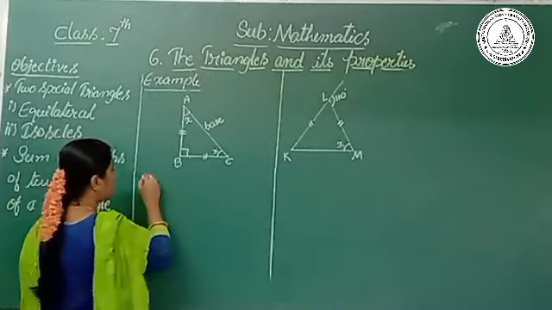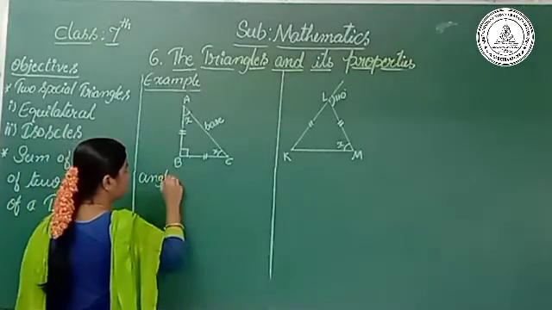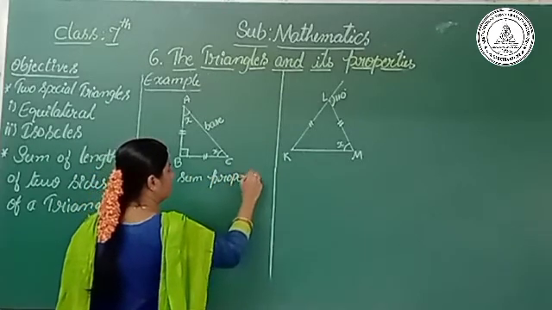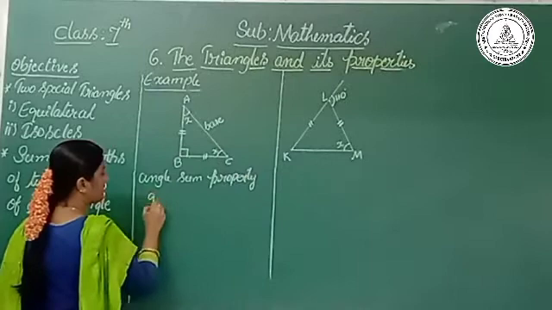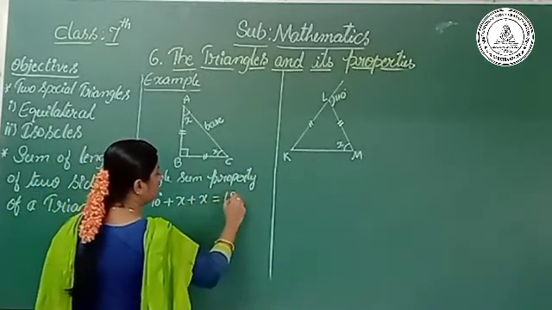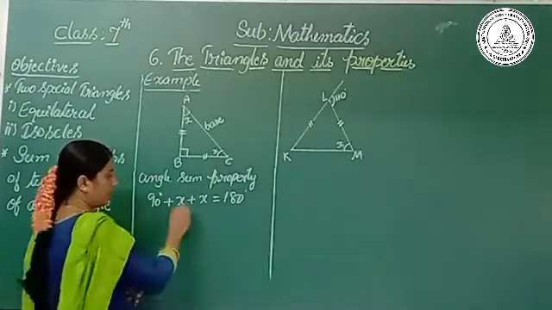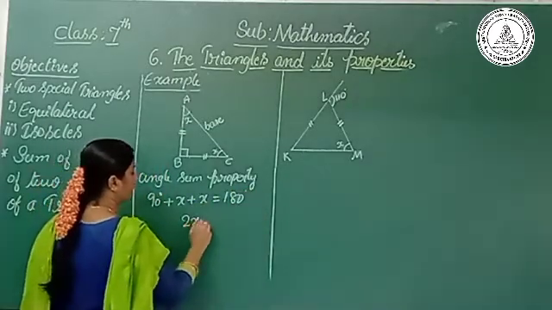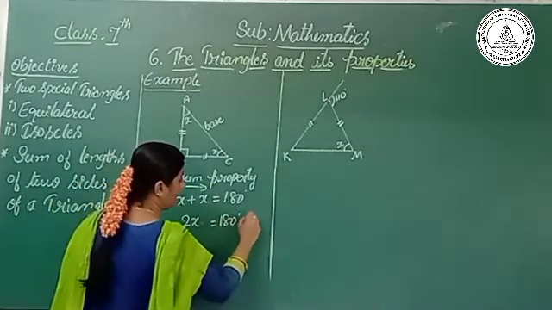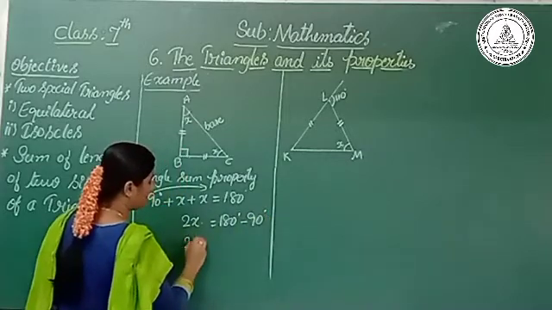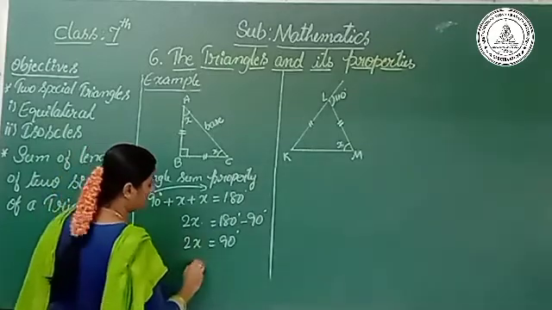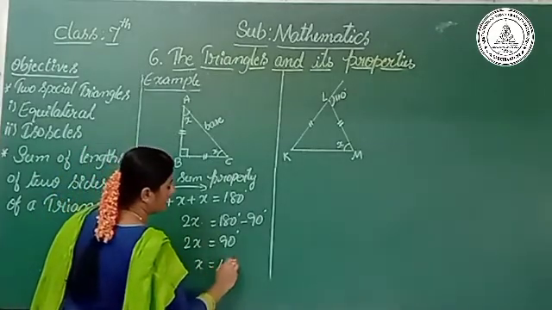Then let's see here, using angle sum property. One of the angle measures 90 degrees and the other two angles are x and x, which is equal to 180 degrees. x plus x is 2x. Then transpose this to the right hand side, then we will get 180 degrees minus 90 degrees. Then 2x is equal to 90 degrees. So divide by 2 on both sides, then we will get x is equal to 45 degrees.